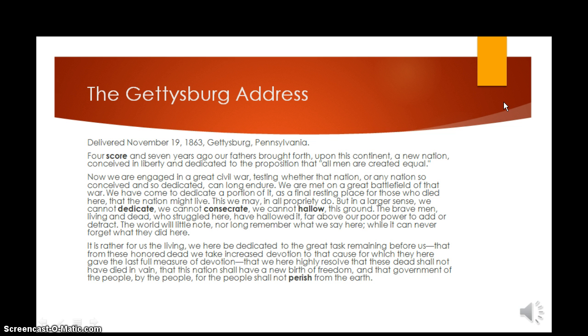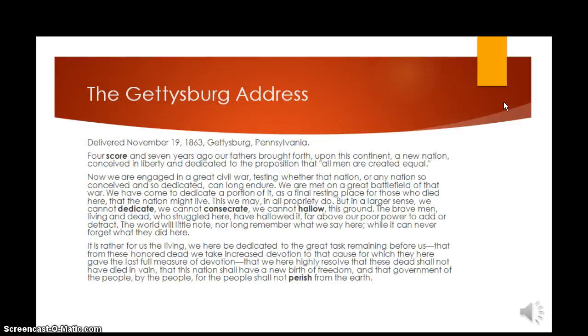Okay, I'll try to do this justice. This was delivered November 19th, 1863 at Gettysburg, Pennsylvania. 77 years ago, our fathers brought forth upon this continent a new nation, conceived in liberty and dedicated to the proposition that all men are created equal. Now we are engaged in a great civil war, testing whether that nation or any nation so conceived and so dedicated can long endure. We are met on a great battlefield of that war. We've come to dedicate a portion of it as a final resting place for those who died here, that the nation might live.